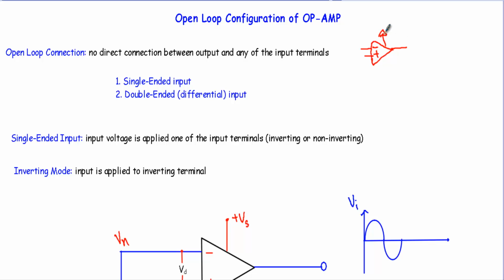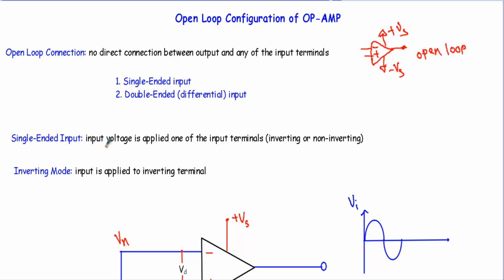I am biasing this op amp with plus Vs voltage source and minus Vs voltage source. If this output terminal doesn't have any connection with either the inverting or non-inverting terminal, then that circuit will be known as the open loop configuration of an operational amplifier. Now, depending upon how many inputs are applied, the open loop configuration is classified into two types: single-ended input and double-ended input.